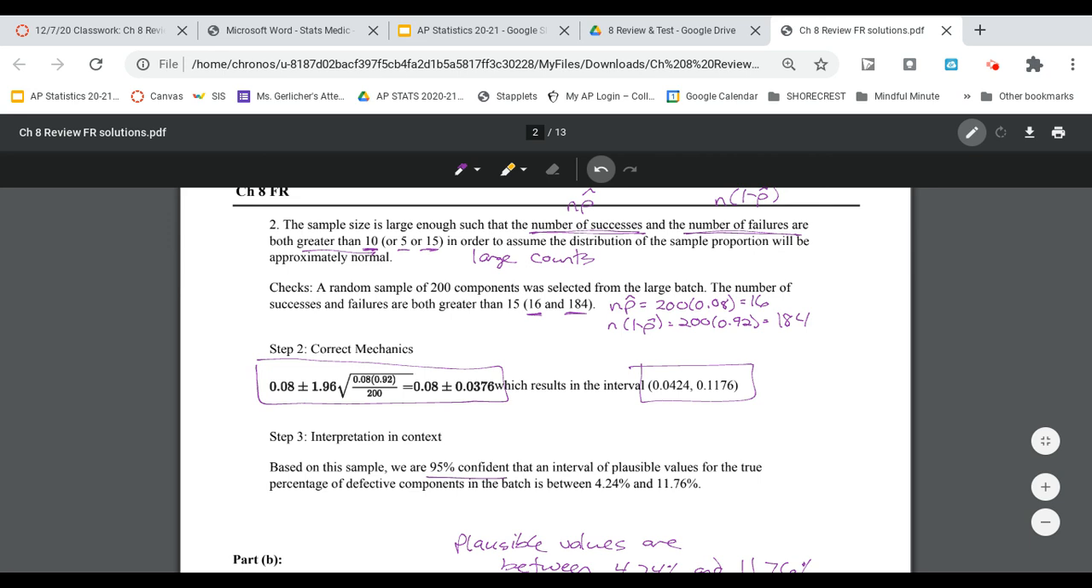You need the 95% confident. You need the true percentage of defective components in the batch. So the parameter needs to be in there, what it is you're trying to estimate, and then your actual interval.